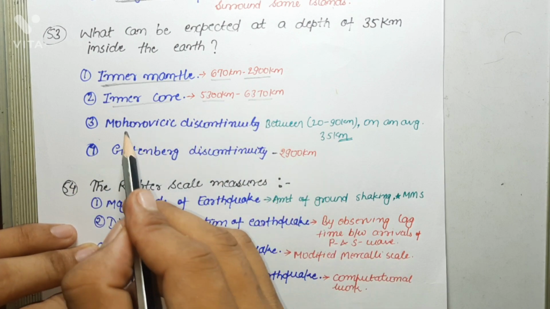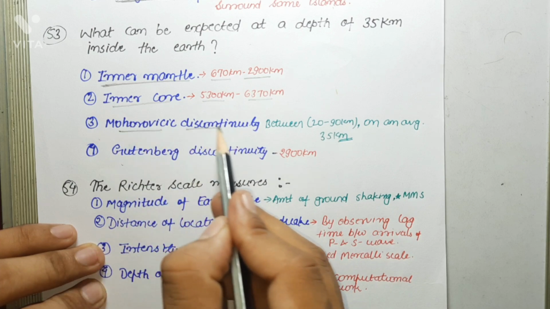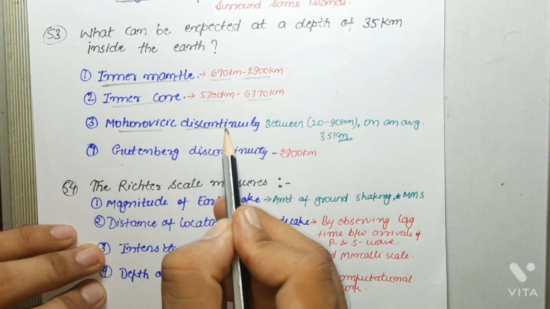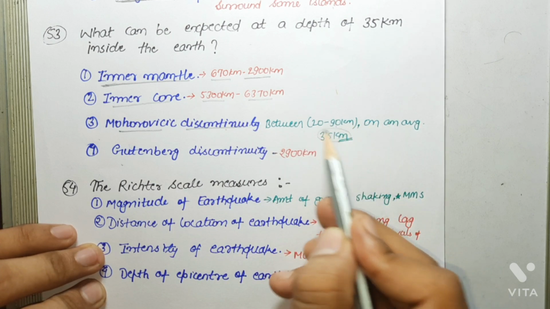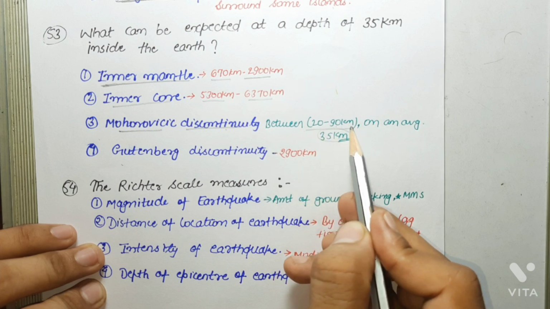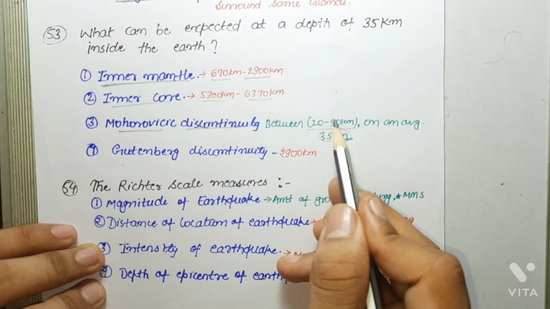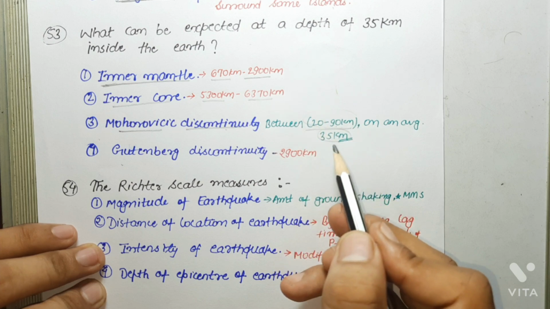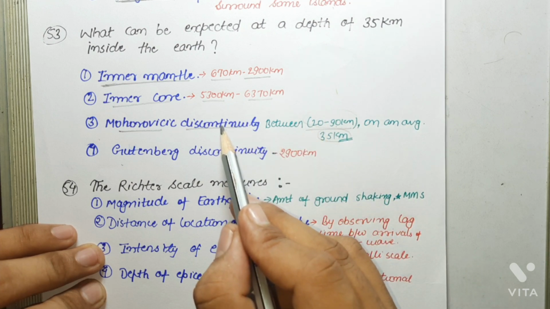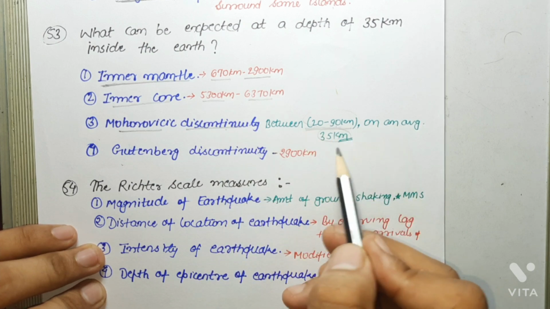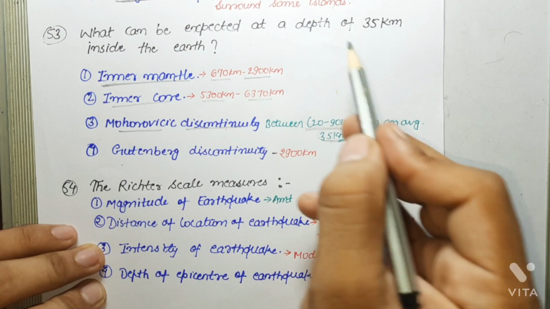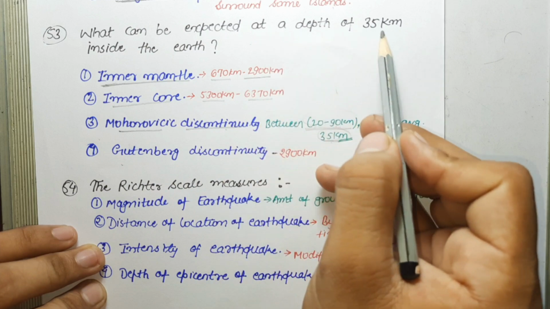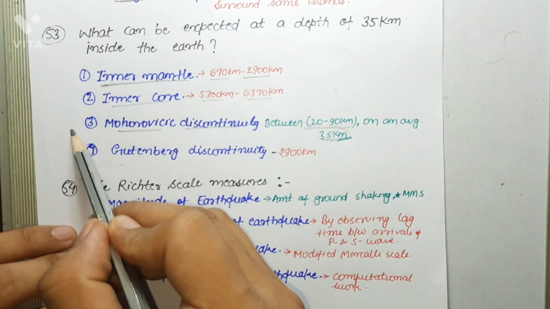Now Mohorovicic discontinuity. Mohorovicic discontinuity is the discontinuity between crust and mantle, and it is between 20 to 90 km. On an average you can say it's 35 km. It is 20 to 90 km because the thickness of crust is variable. Therefore you can get the Mohorovicic discontinuity between 20 to 90 km, but on an average you can say it is at 35 km depth. So this question is asking what can be expected at a depth of 35 km inside the earth. The correct answer is Mohorovicic discontinuity.